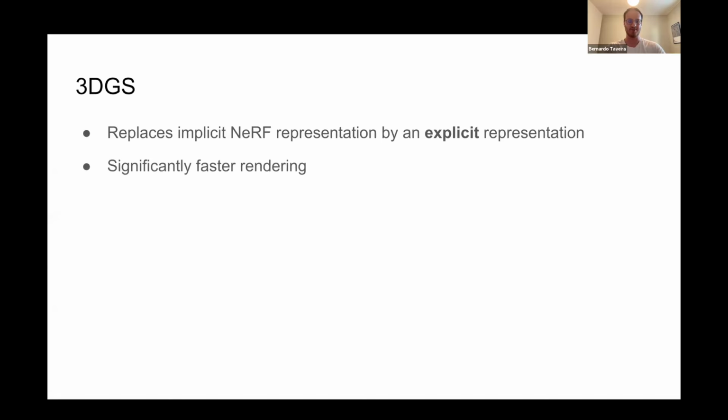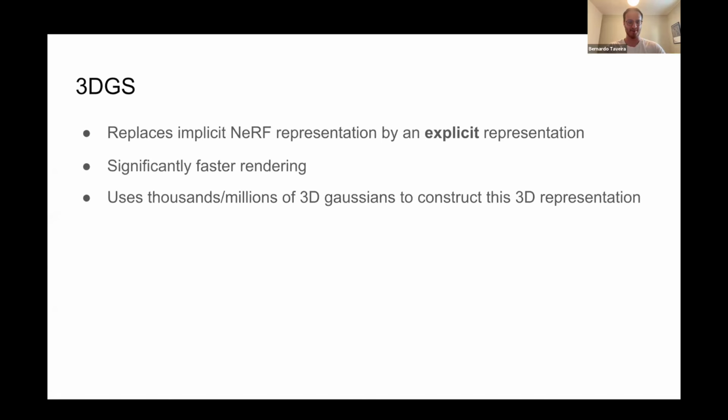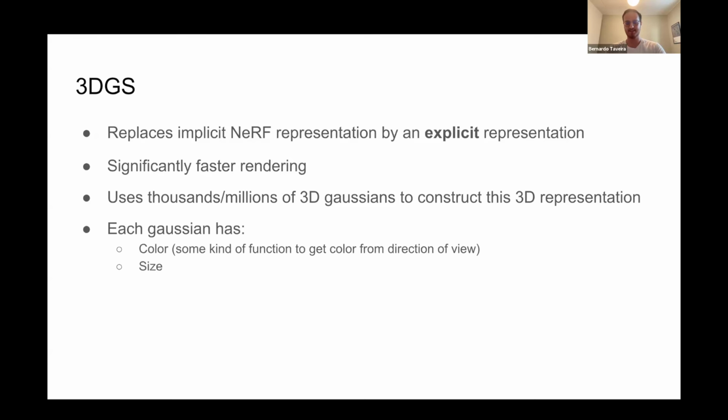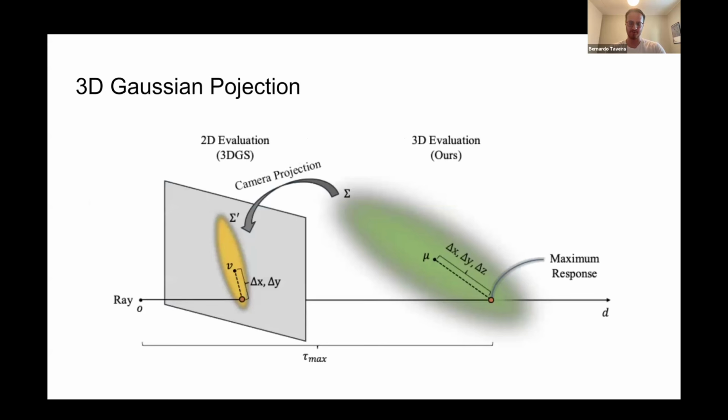I'll say this is very, very fast in rendering, but basically we represent a 3D world with millions or thousands of 3D Gaussians. Then we project these Gaussians into an image and we get the supposedly realistic image. Each Gaussian, for example, has a color or some way to calculate the color, a size, an opacity, and a rotation. And this is kind of how it looks.